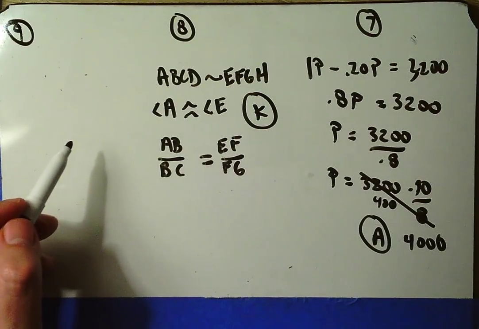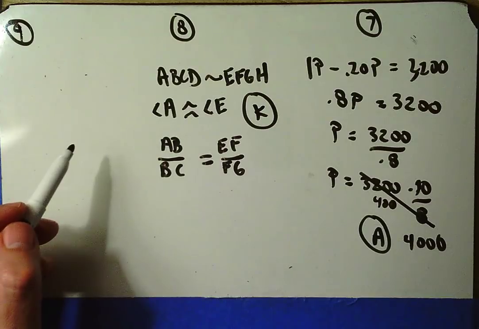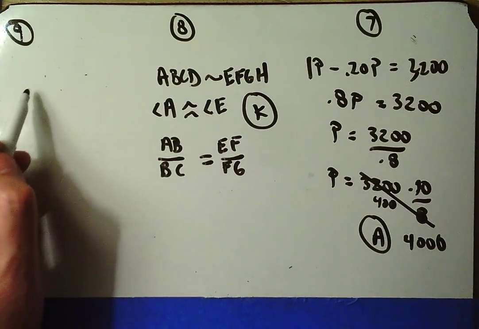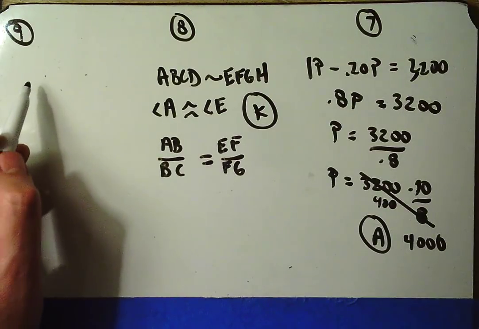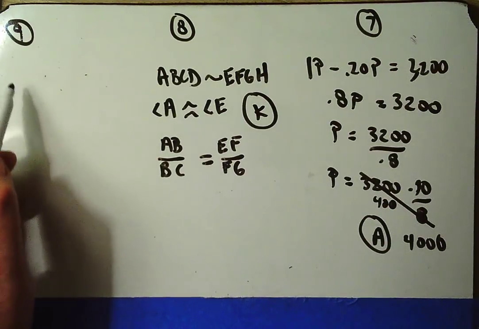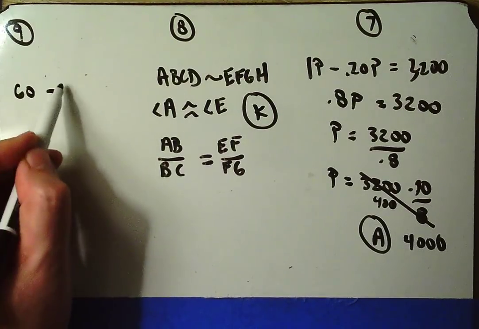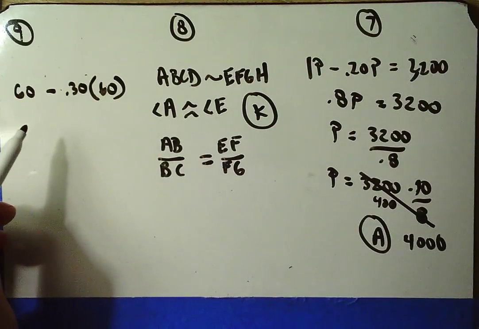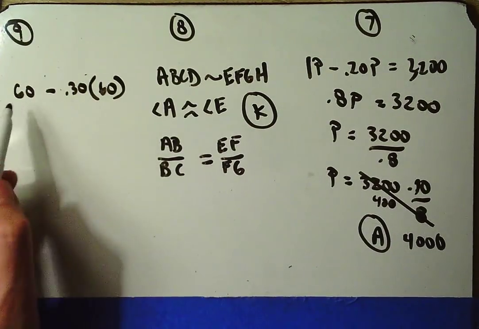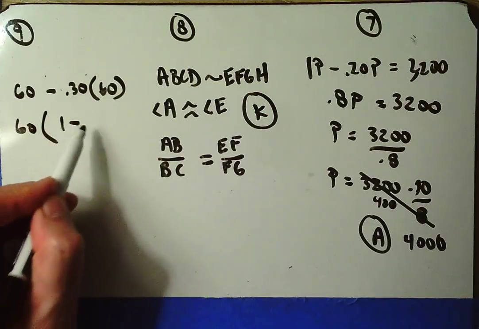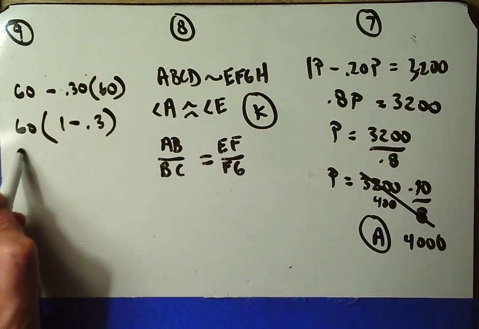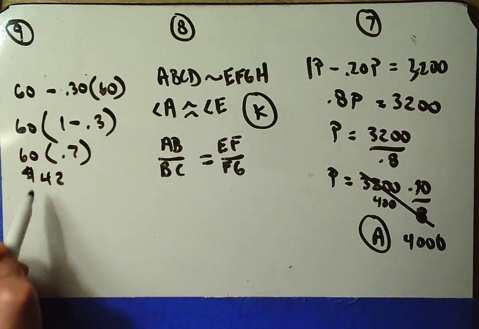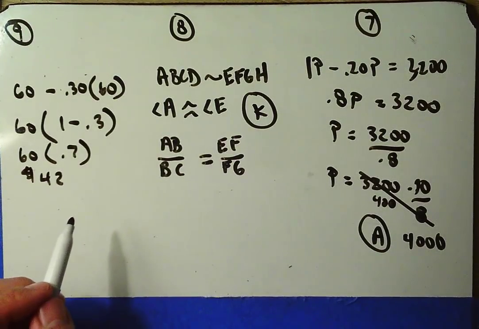A size 8 dress that usually sells for $60 is on sale for 30% off. Okay, so we're not paying for 100% of the dress. We're taking 30% of that price away. So we've got 60 minus 30% of, or times 60. You know, I like factoring, so I'm going to factor a 60 out here and get 1 minus 0.3, or 60 times 0.7, which is $42. So the dress is on sale for $42.